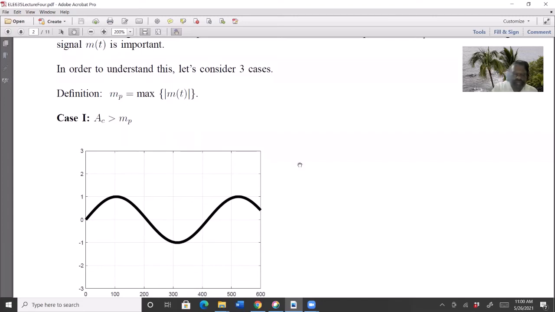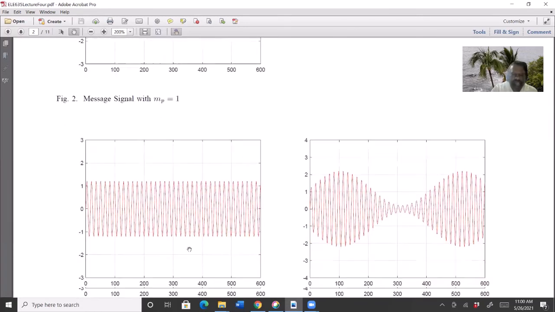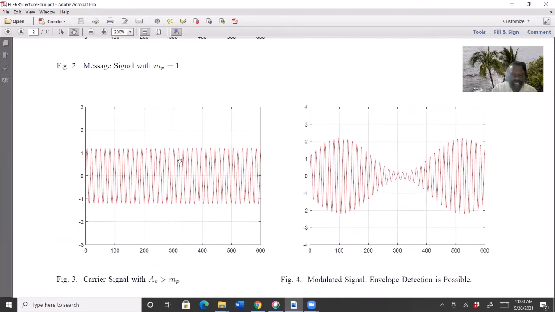Because this is the maximum of the absolute value. Okay. First case, suppose AC is bigger than MP. So here, if you look at it, MP is 1 here. This is the message signal. MP is 1. And AC is slightly bigger than 1. This is the carrier signal. Okay. And when you multiply, you see from the picture, it didn't really cross the zero axis. Everything is above the axis.